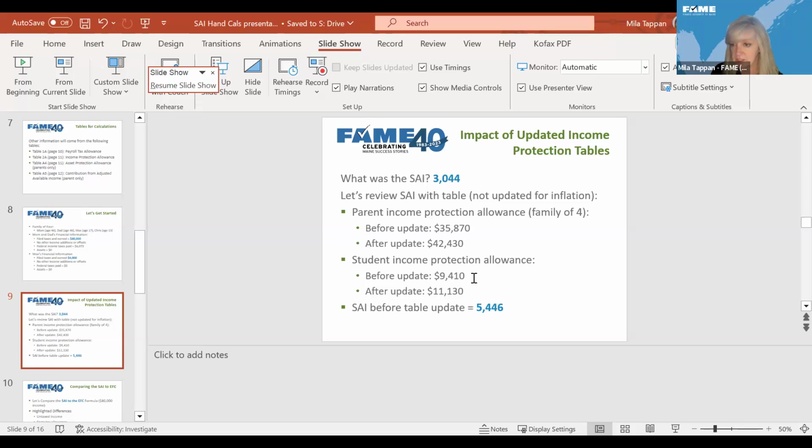The student income protection allowance before those tables were updated was 9,410. And of course, now, as we just talked about, it's 11,130. So basically, had they not updated those tables, that same family with that same information would have had an SAI of 5,446, where now it's 3,044. So frustrating that the delay happened, but beneficial for the student, because the difference between these numbers is the additional amount of Pell Grant eligibility that the student has. So that part is a good thing.